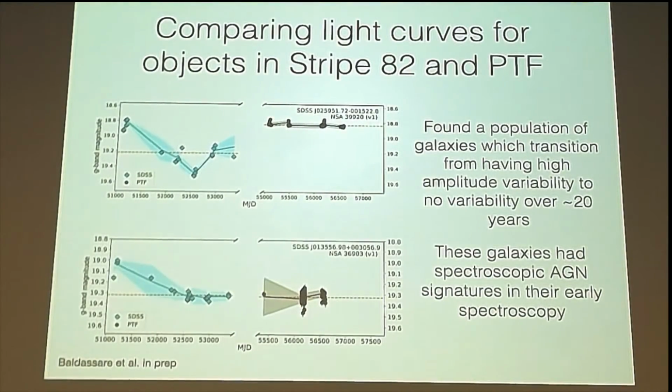These are two galaxies that we observed to have AGN variability in Stripe 82. They also had those nice big broad AGN optical spectroscopic emission lines, so broad emission lines and narrow emission line evidence for an AGN. So there was no question that these galaxies had active black holes, and they showed really strong, high amplitude AGN-like variability in Stripe 82. And then when we looked at their light curves with the Palomar Transient Factory, we didn't see any variability. So we wanted to look and see what was going on with these systems.